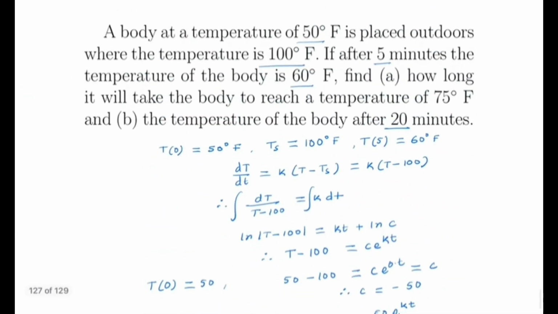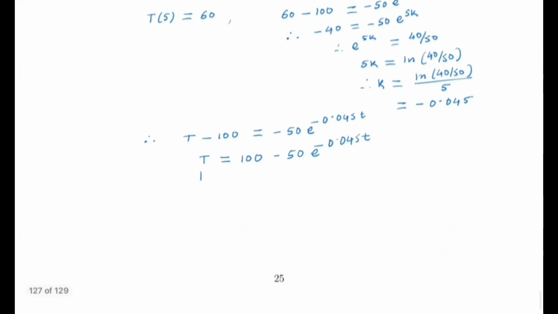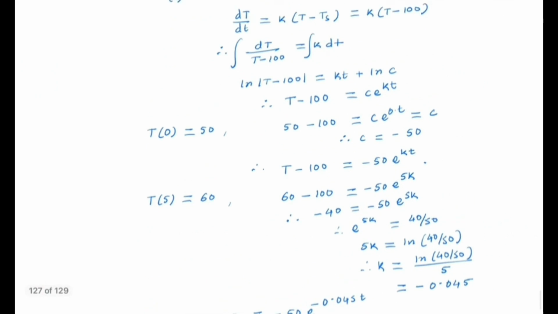So now look at the second problem, the temperature of the body after 20 minutes. So we need to find what will be T of 20. So 100 minus 50 times e power minus 0.045 into 20. And if we calculate this, it will be 79.671 approximately.